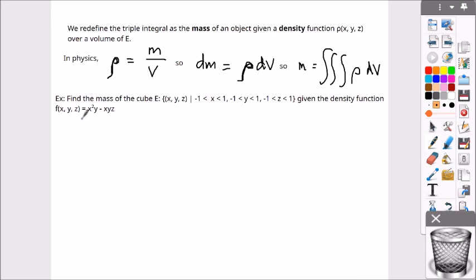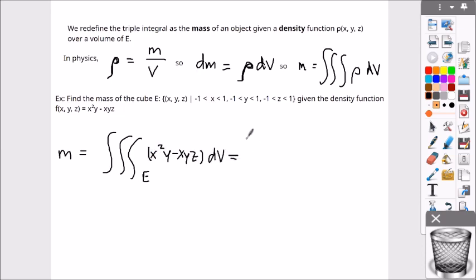So let's do this. Let's find the mass of the cube E, where this is the region for E, given the density function f(x, y, z) equal to this. So we just plug and chug, basically. M is equal to the triple integral over E of x squared y minus xyz dV, which is equal to what?